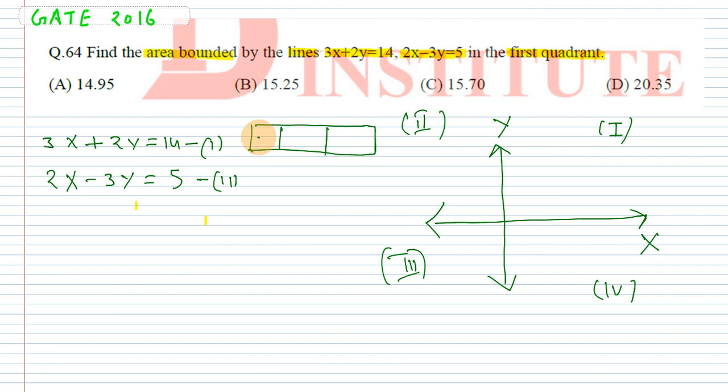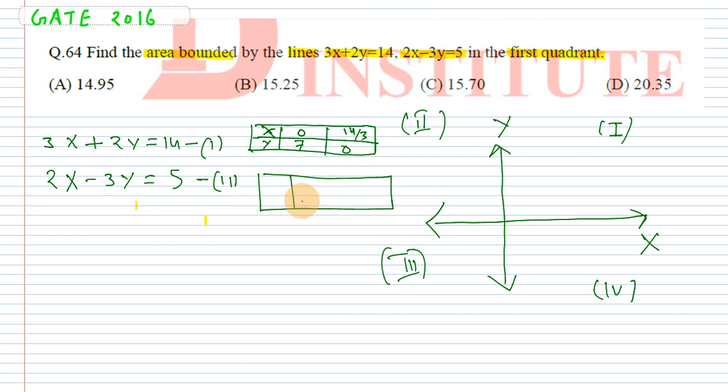How can we do it? By putting x equals 0 one time and y equals 0 the second time. Because we know that on the x-axis the y value is 0 and on the y-axis the x value is 0. So if we put x equals 0, then y will be 7, right? And if we put y equals 0, then x will be 14 by 3. So 14 by 3. Similarly we will do with the second line equation.